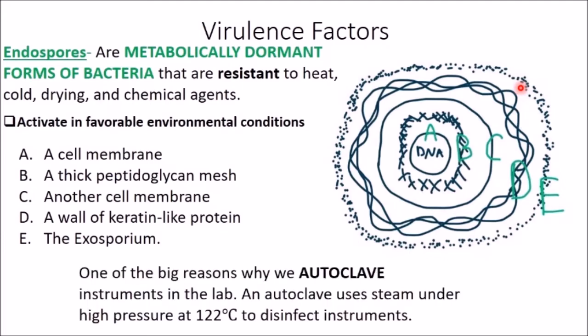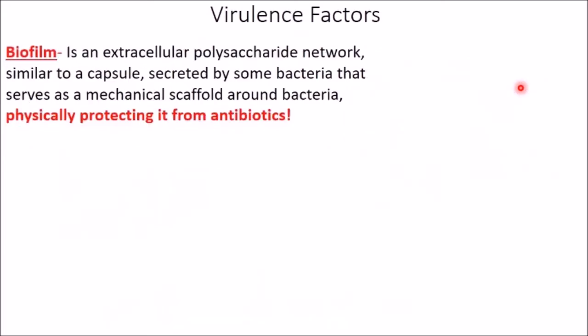But that's one of the big reasons why we have to autoclave instruments: these endospores are very resistant to heat, cold, drying, and chemical agents. So you need very harsh conditions to get rid of them. And the last thing we're going to talk about is the biofilm. Again, this is all about virulence factors. A biofilm is an extracellular polysaccharide network similar to a capsule, secreted by some bacteria, that serves as a mechanical scaffold around bacteria, physically protecting it from antibiotics.